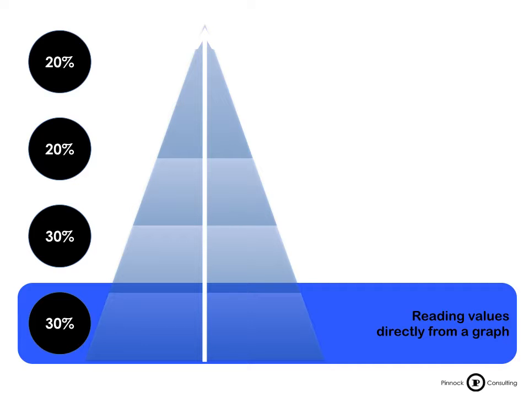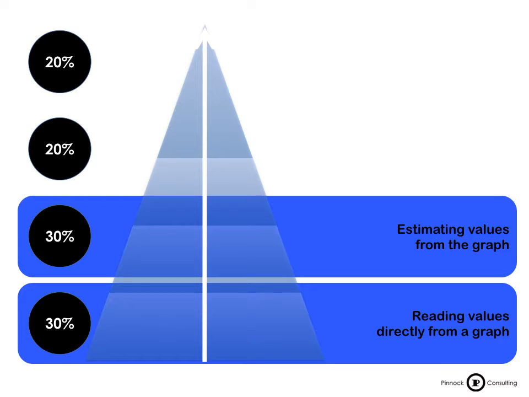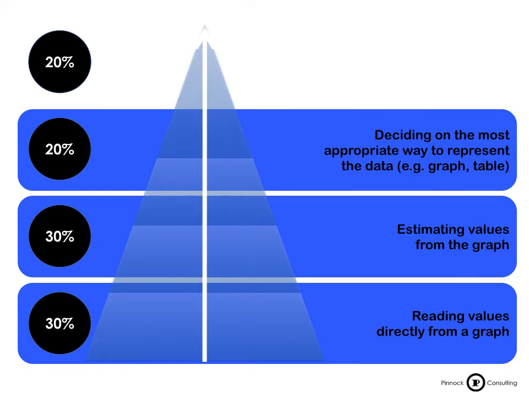That's your factual level. From there, we need to spend at least 30% of our time, the same amount of time as the lowest order, on showing the learners how to estimate values from the graph. So this is again not just for our teaching, but the amount of time in the assessment that we spend on it. Once the learners have grasped those 2 levels, 20% of our time should be developing their thinking to the level that they're able to decide on the most appropriate way to represent data.